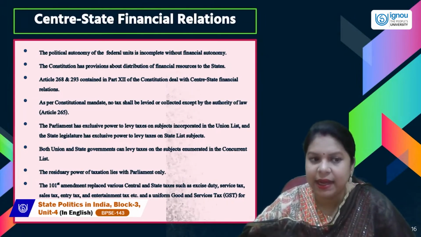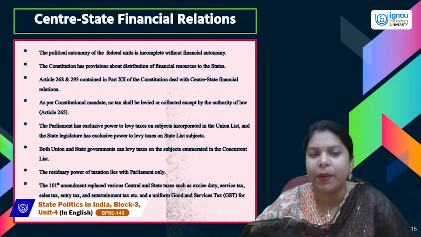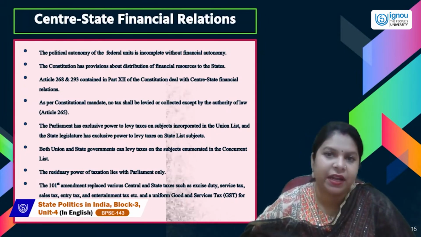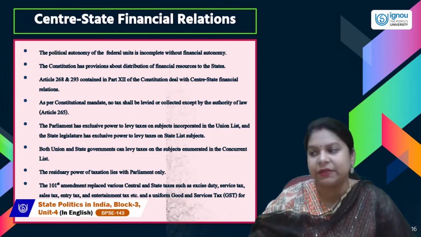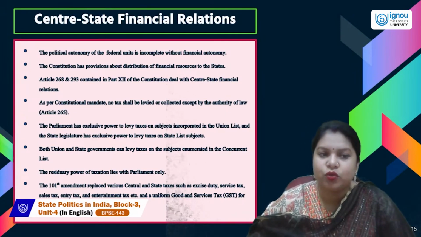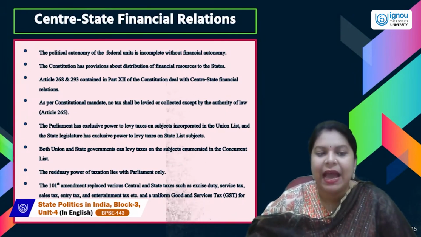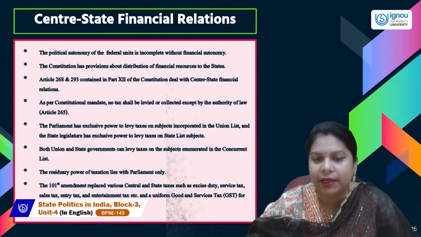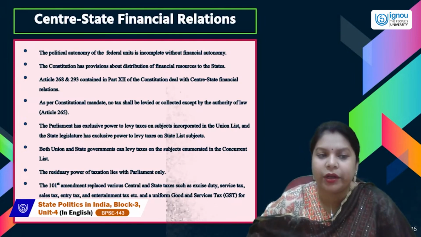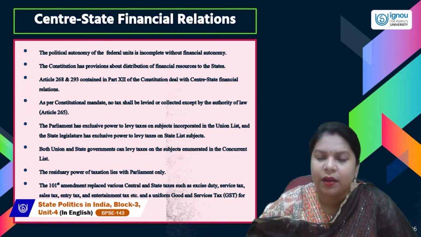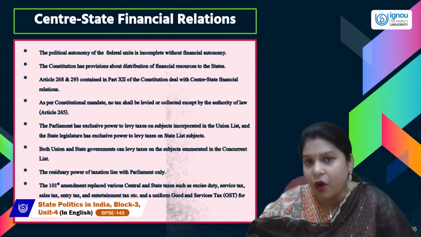Article 268 and 293 contained in part 12 of the constitution deal with center-state financial relations. So how the finances will be divided between the center and the states is all written in our constitution in Article 268 and 293. As per the constitutional mandate, no tax shall be levied or collected except by the authority of law. So this is very important, that no tax can be levied except by the authority of law.